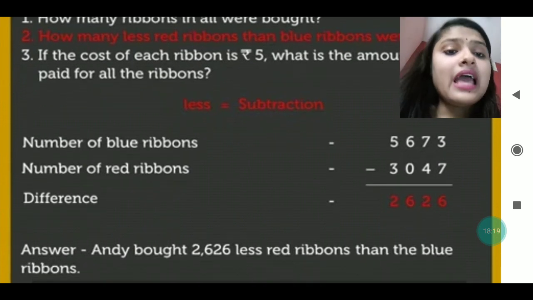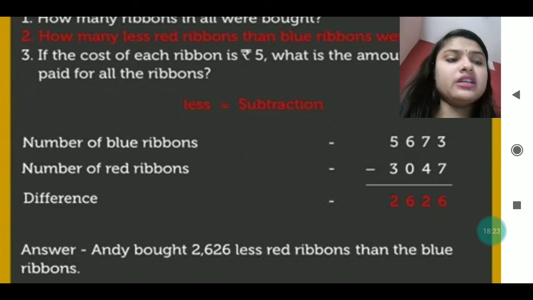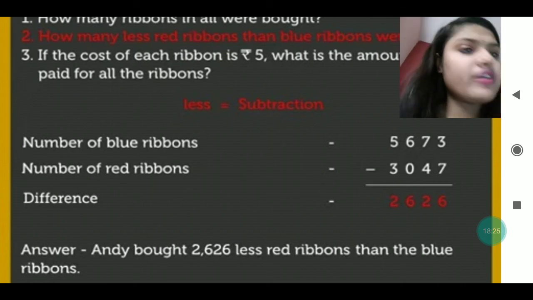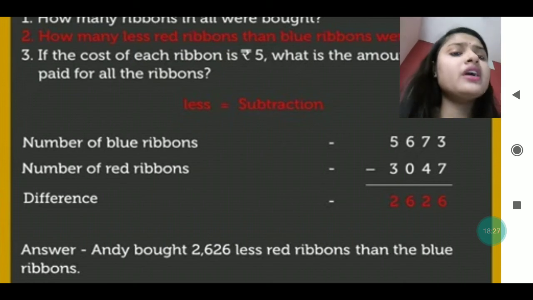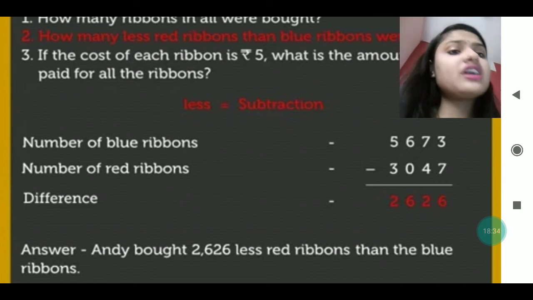Lastly, we will write that the red ribbons are this much fewer than the blue ribbons. In the first part we calculated the total number of ribbons. Here we calculated the number of red ribbons fewer than the blue ribbons. After this, what do we have to do? Now we are moving to the third part.